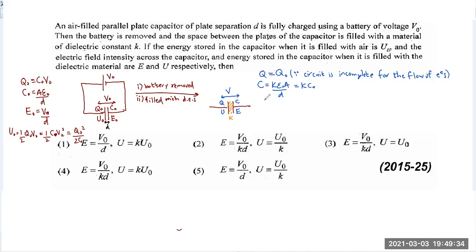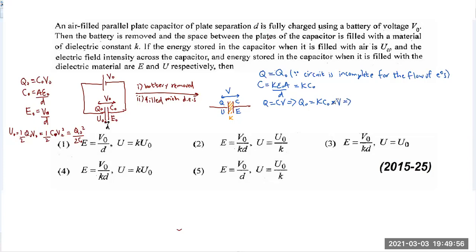Then you can go back to voltage. What is the equation for voltage now, people? You can write an equation like this: Q equals CV. Charge is Q, capacitance is C, voltage is V. Now, how can I alter this equation? Q is Q naught, new C is K C naught, and voltage is V.